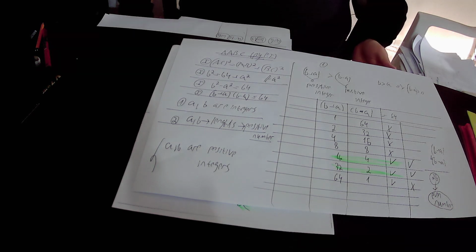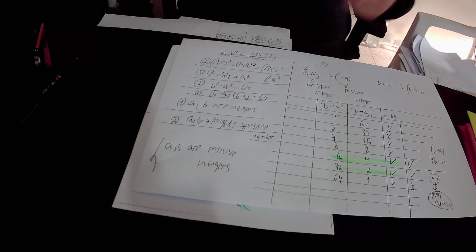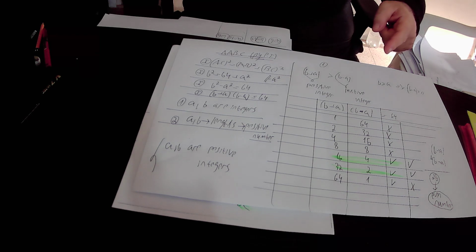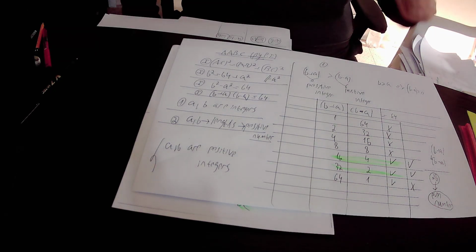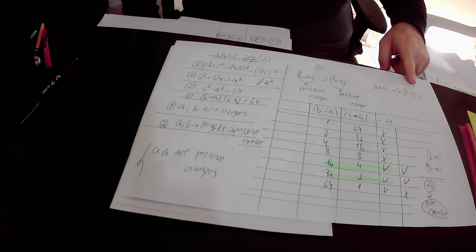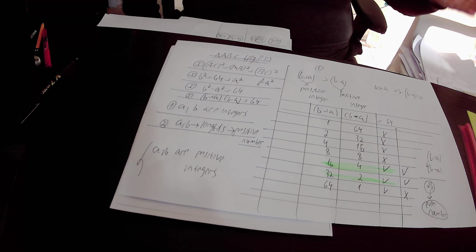So A is a positive integer and B is a positive integer, therefore B plus A must also be a positive integer. And we also know that B is the hypotenuse, and the hypotenuse is always greater than the perpendicular A. So B is greater than A. If we subtract A from this inequality, we get that B minus A is greater than 0. That is to say, B minus A is a positive number.